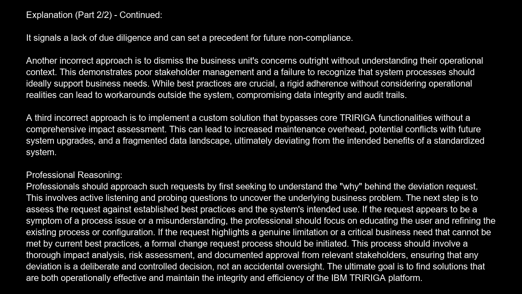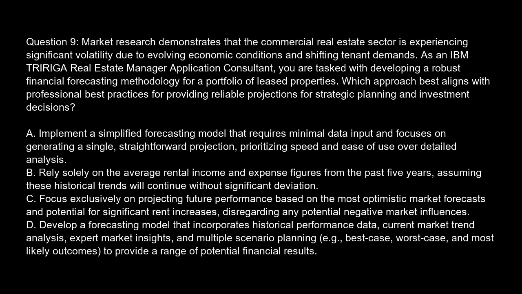If the request highlights a genuine limitation or a critical business need that cannot be met by current best practices, a formal change request process should be initiated. This process should involve a thorough impact analysis, risk assessment, and documented approval from relevant stakeholders, ensuring that any deviation is a deliberate and controlled decision, not an accidental oversight. The ultimate goal is to find solutions that are both operationally effective and maintain the integrity and efficiency of the IBM TRIRIGA platform.